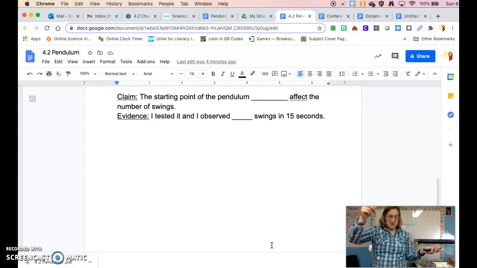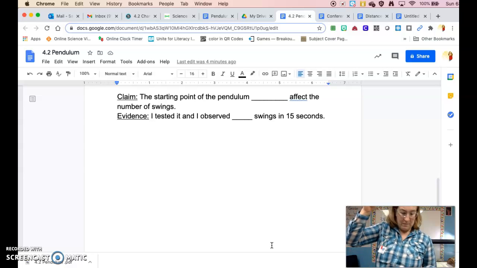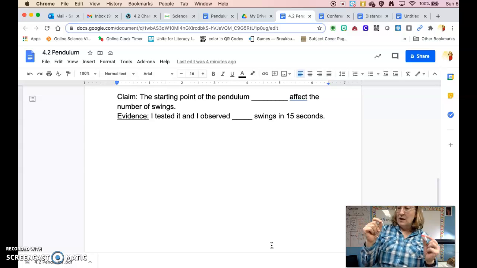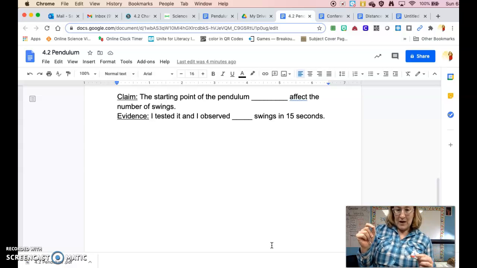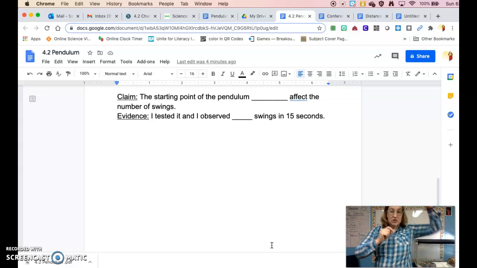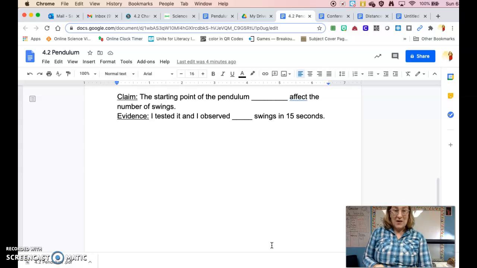Okay. So if this was my pendulum, and I didn't have a measuring device to measure 38 centimeters. So this was just my pendulum. Then I have 13 swings in 15 seconds. I need to test if the starting point would change it. I could start it higher. I could start it lower. I need to get my own evidence. This is your homework for Tuesday. Get your own evidence. And then I'm going to add on to this worksheet.